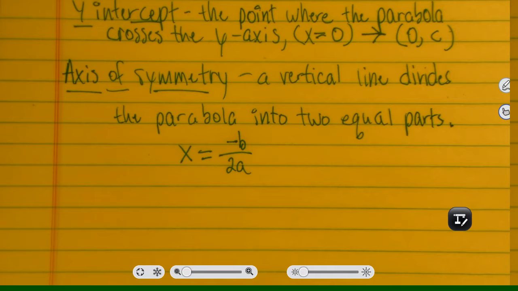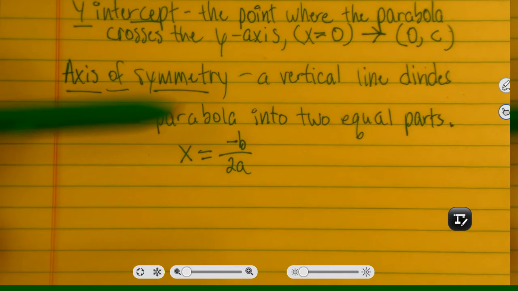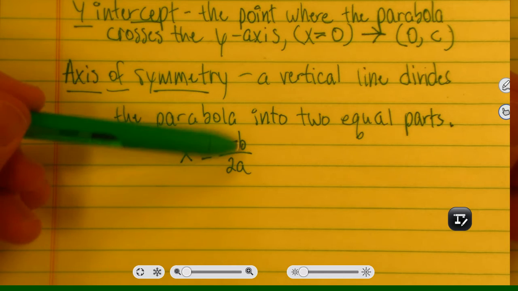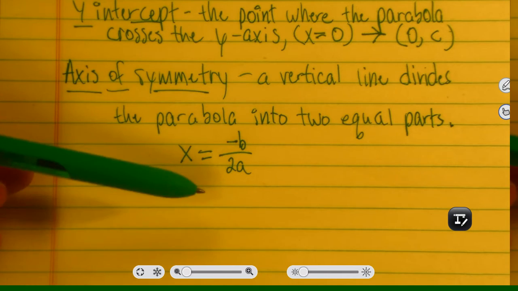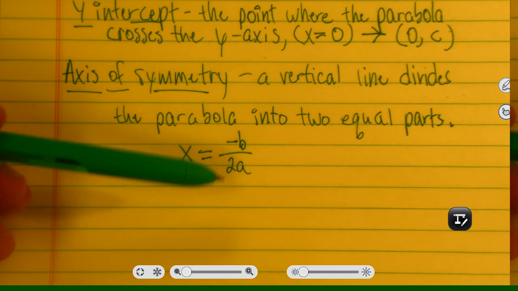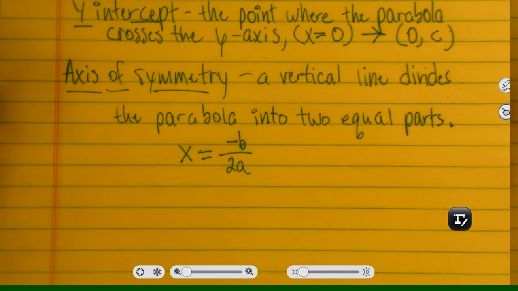We can always find the axis of symmetry by taking the coefficient of b, reversing its sign, and dividing it by 2 times the coefficient of x squared, or a. And again, we'll look at some examples of that.